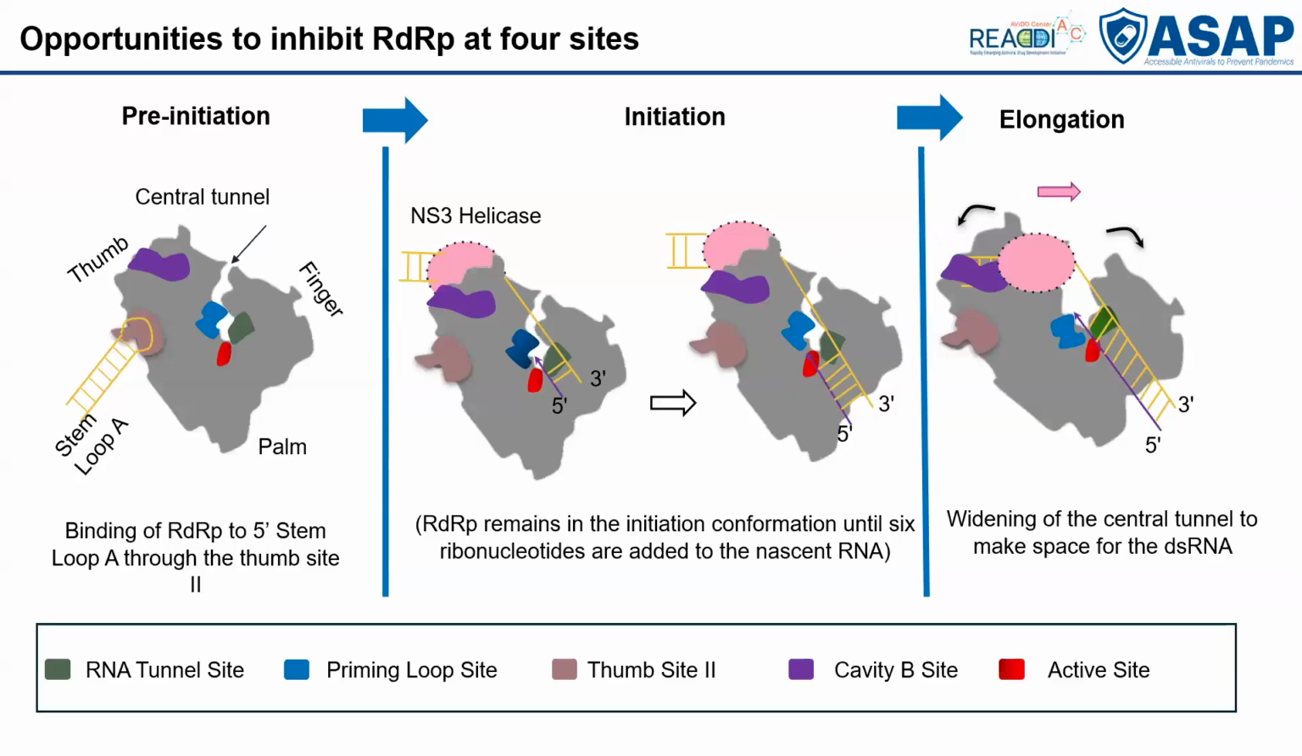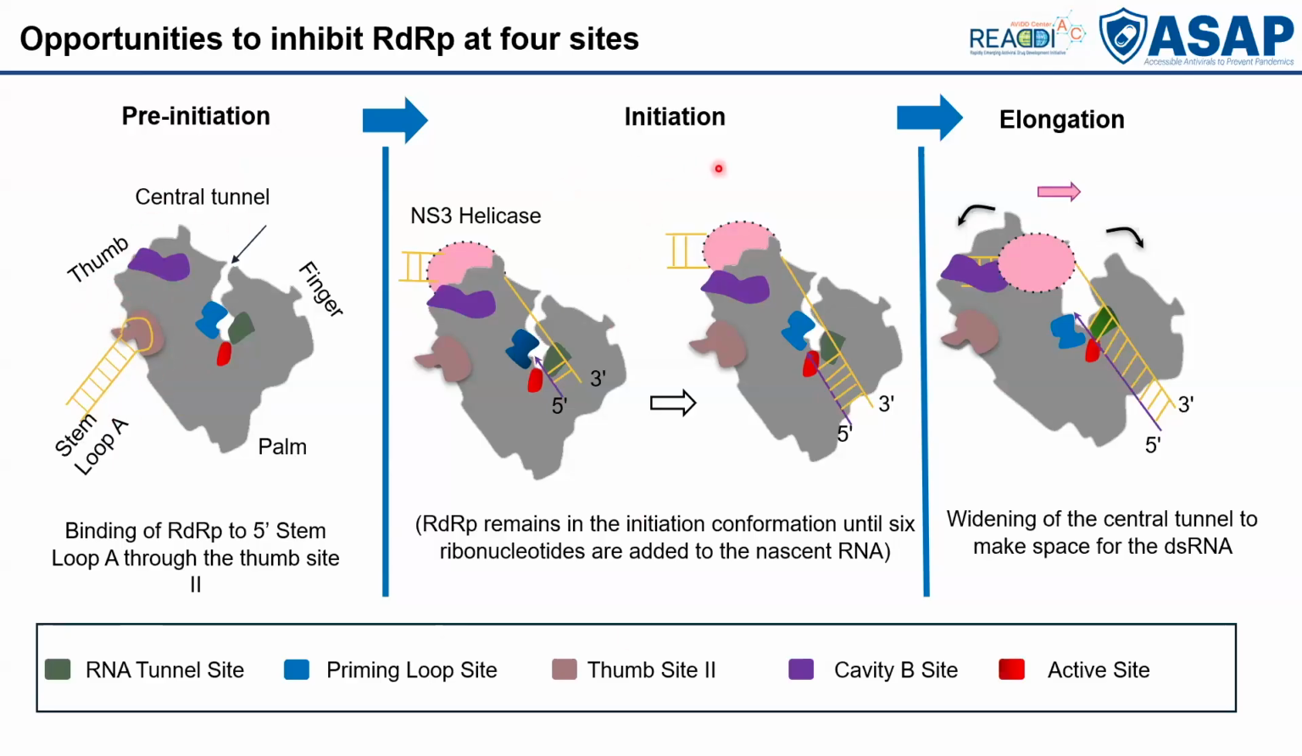Now let us see what are the possibilities we have to inhibit RDRP. These are the main 3 stages in the action of the RDRP. The first stage, the pre-initiation stage, the binding of the promoter to the thumb site 2 happens. So by blocking this thumb site 2, we can inhibit the RDRP at this stage.